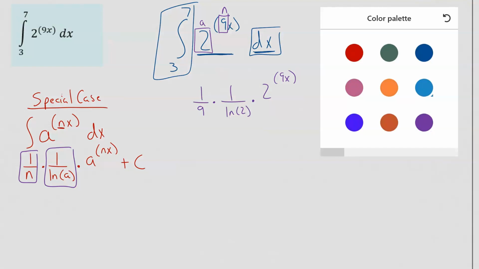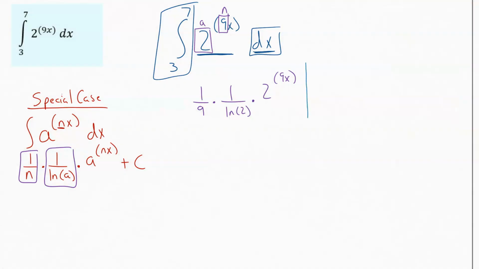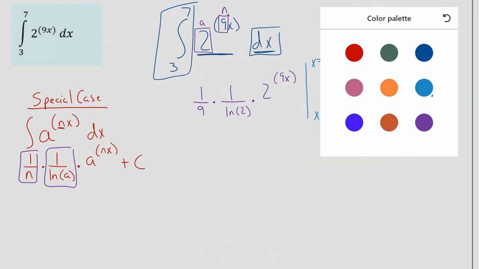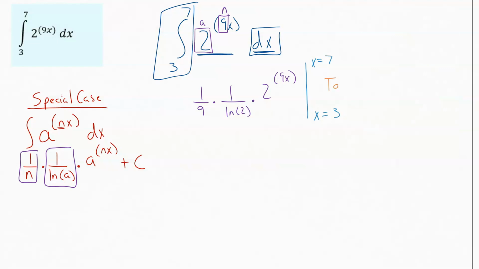When we're dealing with definite integrals, we get this little evaluation bar at the end. So we're going to evaluate this from x equals 3 to x equals 7. To do that, I just call it the top minus bottom method. You're going to take the top value, plug it into that equation, and then you're going to subtract off the bottom value plugged into the exact same equation.